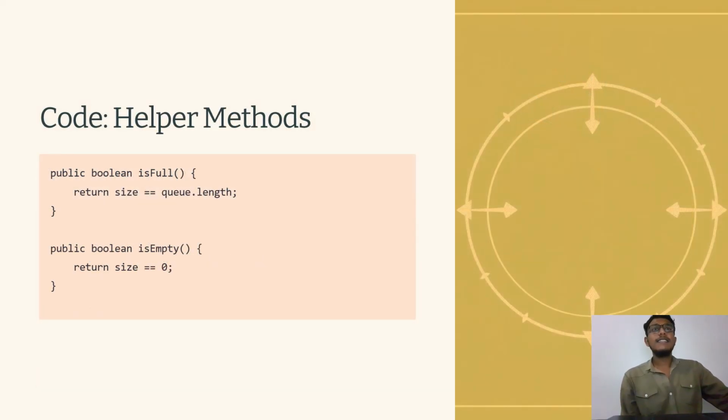Helper methods. These helper methods are straightforward. isFull returns true if the size equals the capacity, indicating that the queue is full. isEmpty returns true if the size is 0, indicating that the queue is empty.